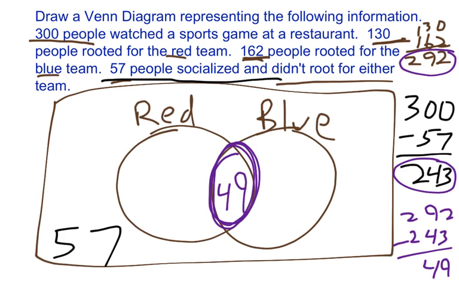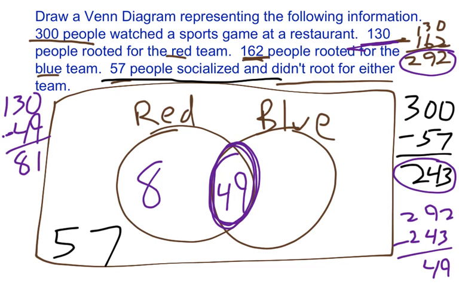So if I know 49 are in the intersection there, I can just do however many reds there are, which is 130. So I just do 130 minus the ones that are red and blue, cheering for both teams. And that's going to give me 12 minus 4 is 8, so 81 right there.